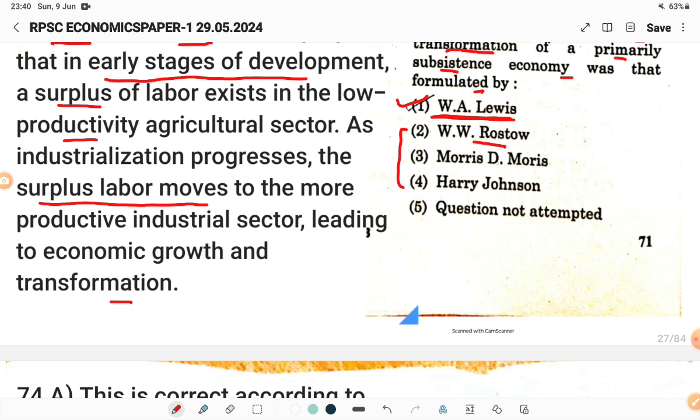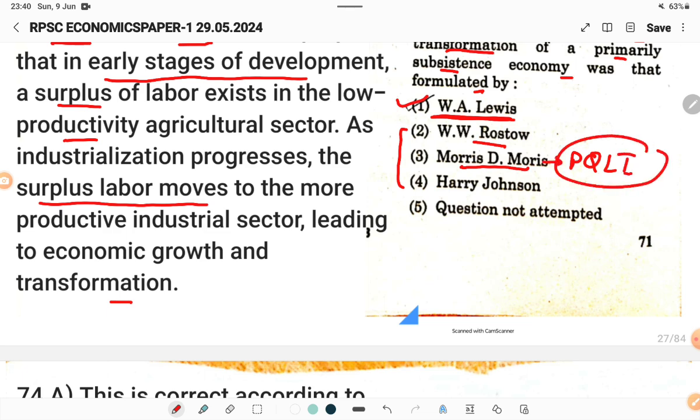Now the next is Morris D. Morris. There is no widely recognized economist or theory by this name in the field of economic development. It could be less known, or perhaps a mistaken reference, but we can see Morris D. Morris gave the PQLI index.